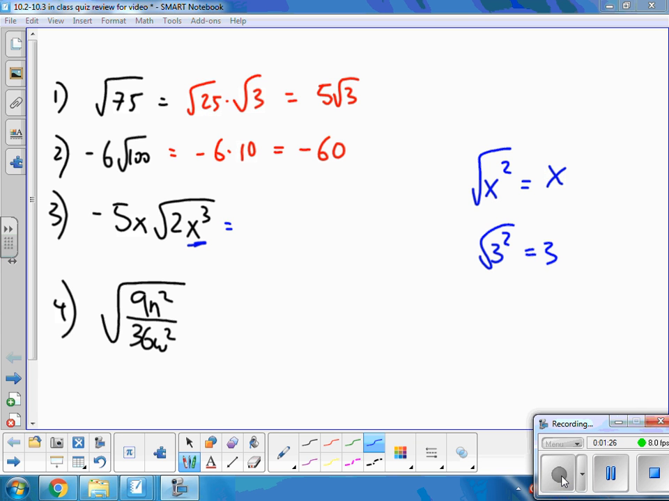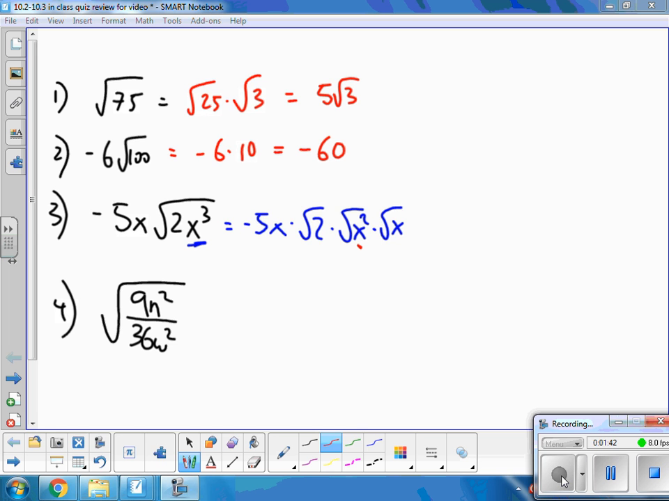So I've got negative 5x times the square root of 2 times the square root of x squared times the square root of x. That's what all this really means, because I'm looking for this pair right here. And that will simplify out and end up with a final answer of negative 5x. I have an x times a second x, so that's going to be x squared times whatever's left, which is 2x. This is what's left and cannot be factored anymore.